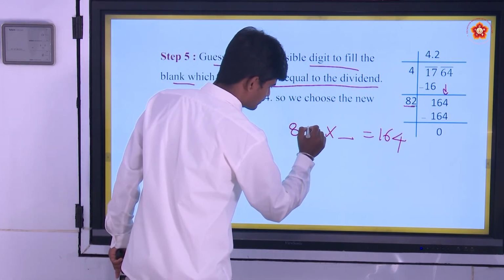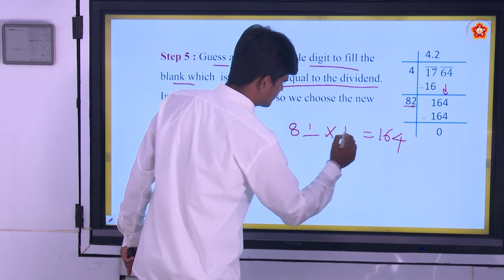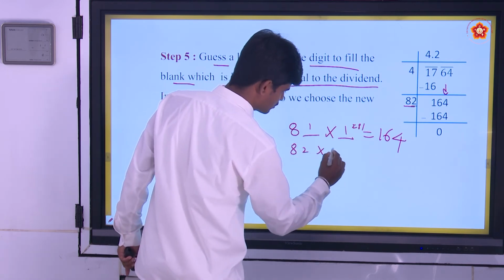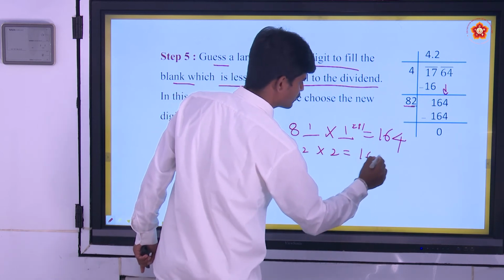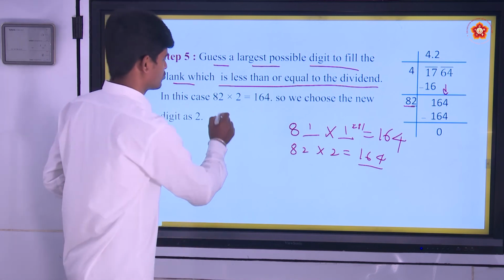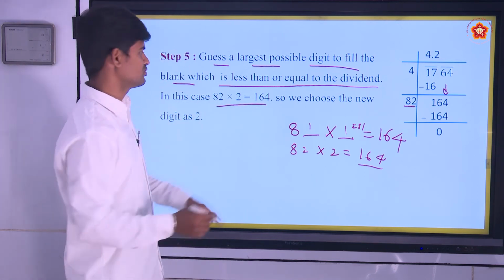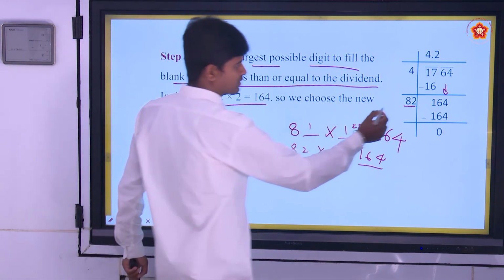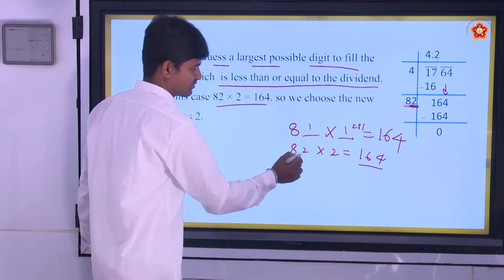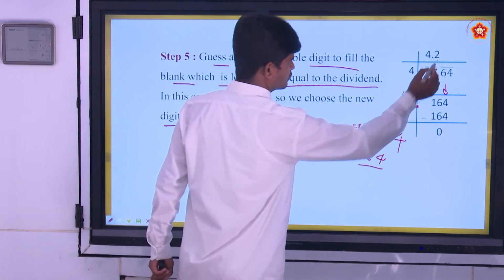This number first: 81 into 81 is equal to 81. So 82 into 2 is equal to 164. So we choose that. In this case, 82 into 2 is equal to 164, so we choose the new digit as 2. We have to choose the digit, which is 2 and 2.